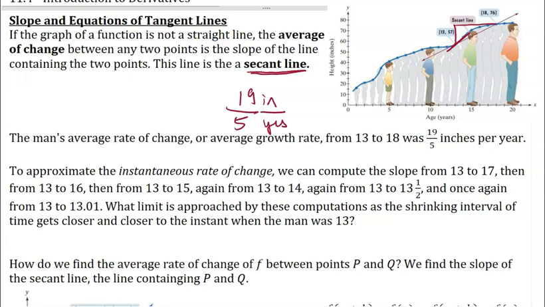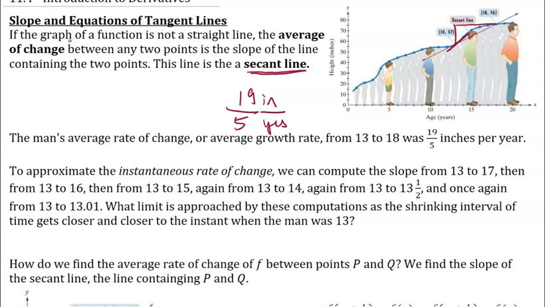So here it suggests, well, let's find the slope of some other intervals containing 13. And you don't have to use these, but here they suggest from 13 to 17, 13 to 16, 13 to 15, 13 to 14, 13 to 13 and a half years, 13 to 13.01 years, and we should get numbers that are getting closer and closer and closer to the instantaneous rate of change at 13.